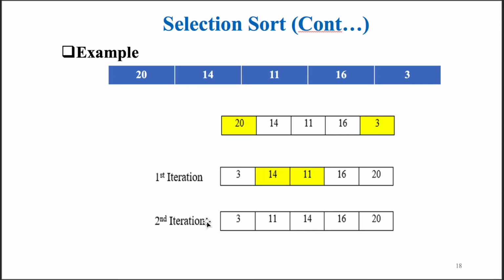And from the second iteration, we have to take 14. We have to select 14. 14 is greater than 11, yes. 14 is less than 16, and 14 is less than 20. Now, 11 and 14 get swapped. Now this array is sorted.